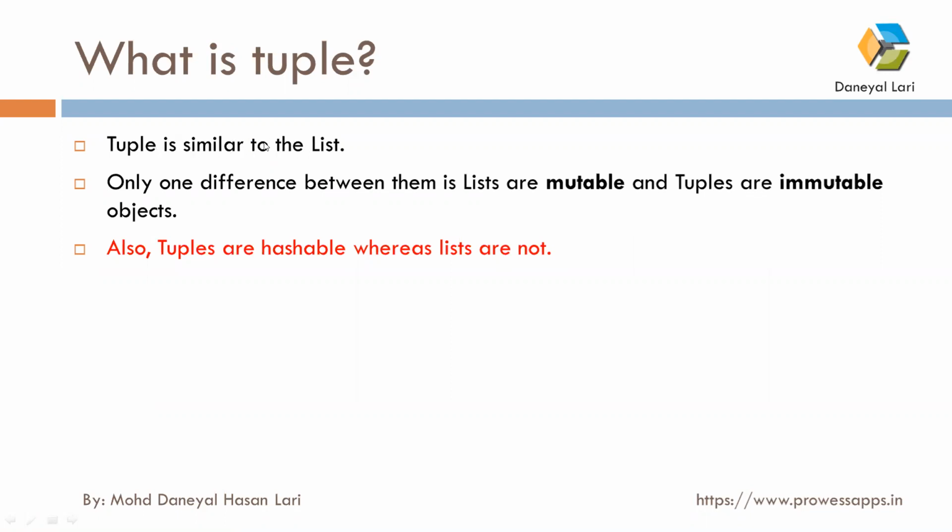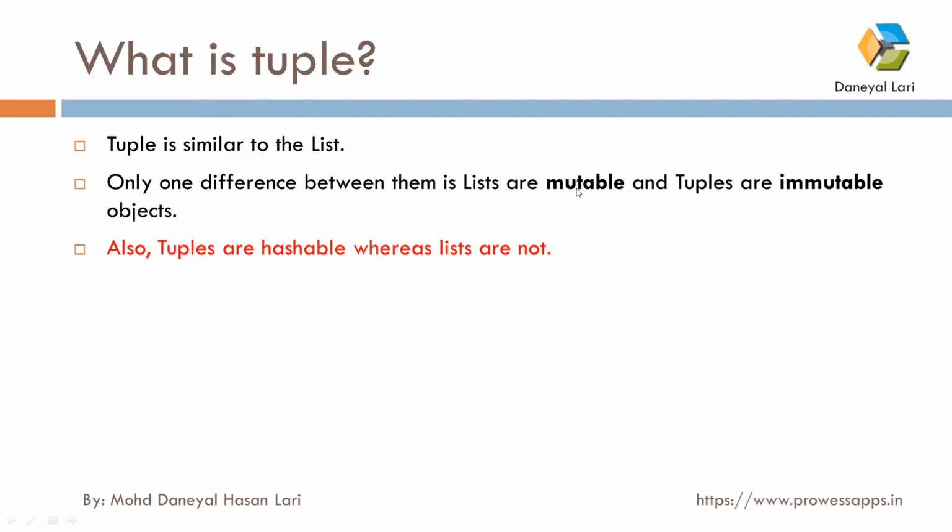It means if you have practice with the list, then there will be no problem handling tuples. So what is the major difference between the tuple and list? There is only one difference between tuple and list: lists are mutable and tuples are immutable objects.